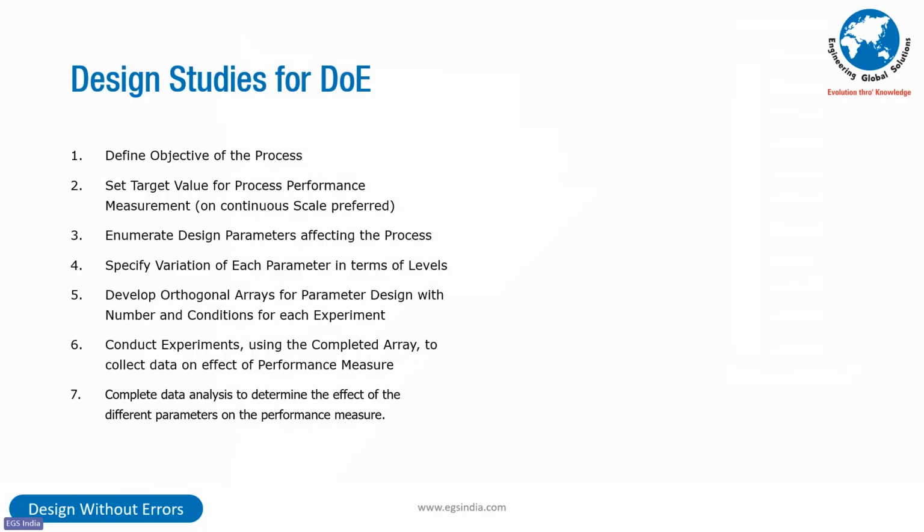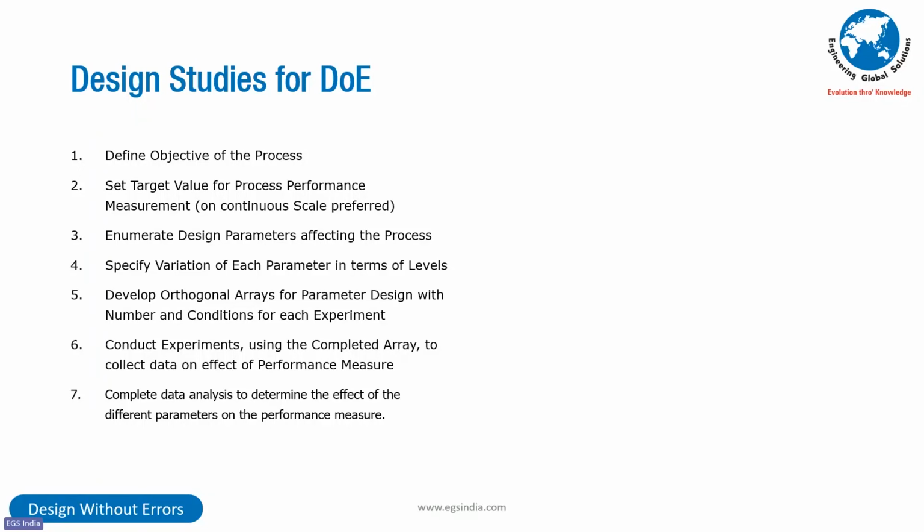Now, the next thing is you translate that into a DOE, a design of experiments, which the design people can leverage. You define the objective of the process, set the target values of the performance on a continuous scale preferred, enumerate the design parameters affecting the process, and look at the cross correlations between them using a scatter diagram, and specify the variation for each parameter in terms of levels, and then develop the orthogonal arrays for parameter design with number and conditions for each experiment. See how DOE is seamlessly assembled into your 3D model with SolidWorks.